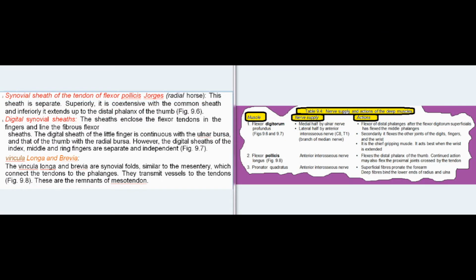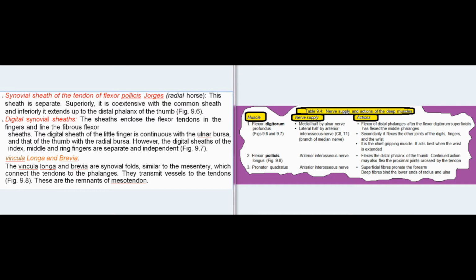Superiorly, it is coextensive with the common sheath, and inferiorly it extends up to the distal phalanx of the thumb, Fig 9.6. Digital synovial sheaths. The sheaths enclose the flexor tendons in the fingers and line the fibrous flexor sheaths. The digital sheath of the little finger is continuous with the ulnar bursa, and that of the thumb with the radial bursa. However, the digital sheaths of the index, middle, and ring fingers are separate and independent, Fig 9.7.